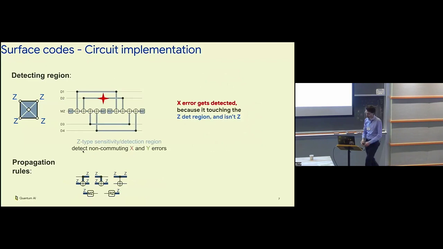So this is what I'm saying. If you have a single X error here, it's going to get detected and it's going to trigger a detection event.